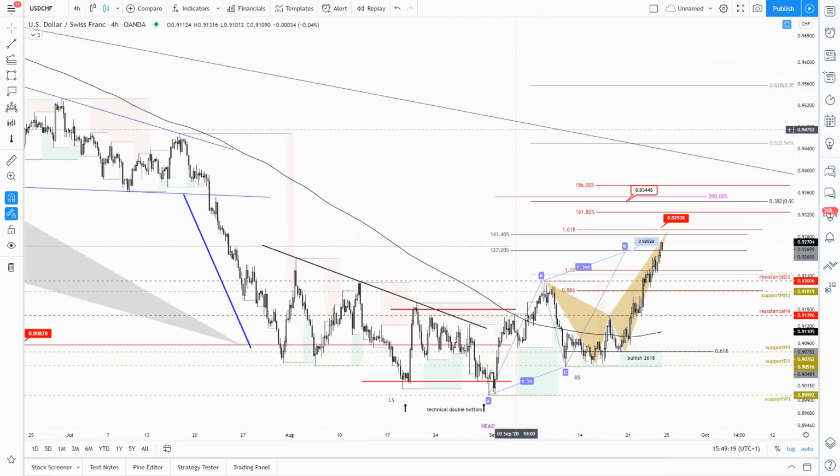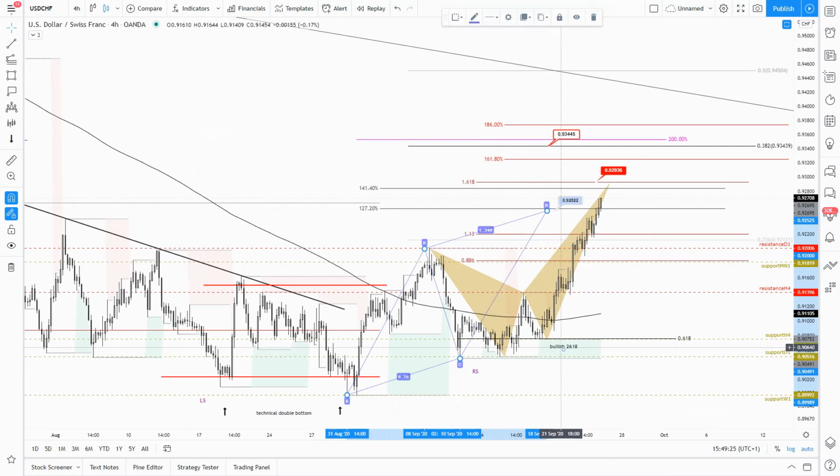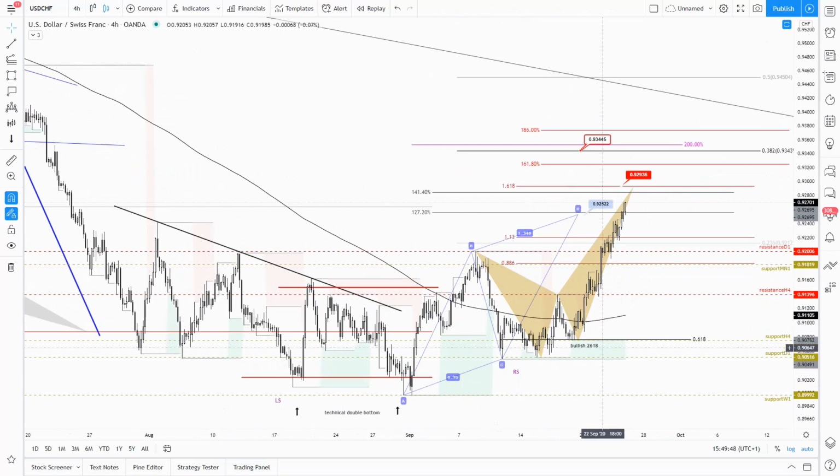ABCD pattern. So CHF, I shared this eventual symmetry after the bullish 2618 trade setup. For those who don't know what that setup is, I believe I have some videos with those variables and the criteria that I use to identify those technical double tops and double bottoms and the bullish 2618. So this was completely expected based on the pattern the market has formed. The bullish 2618, golden Fibonacci as support, and the symmetry projected at 92.52.